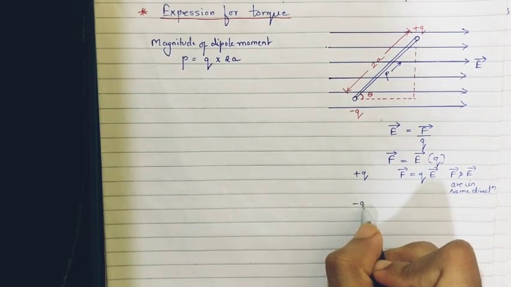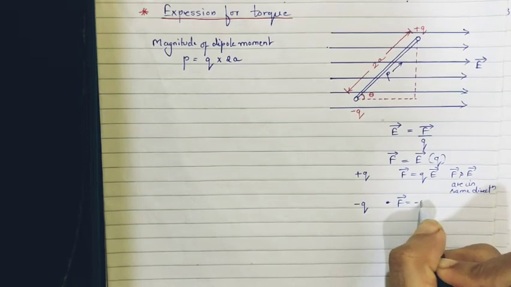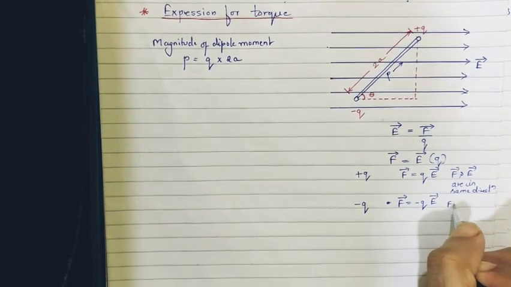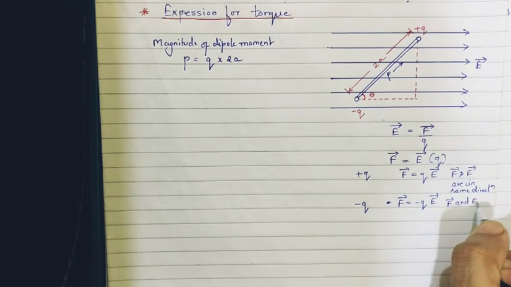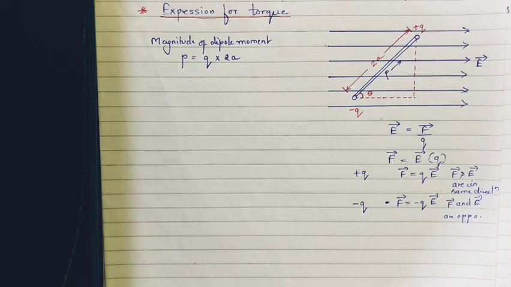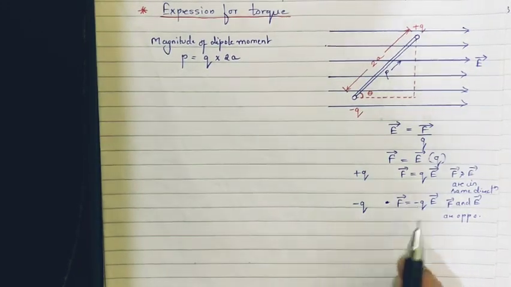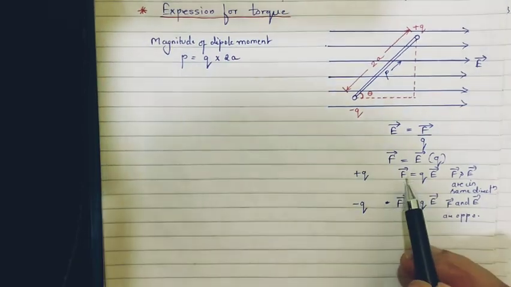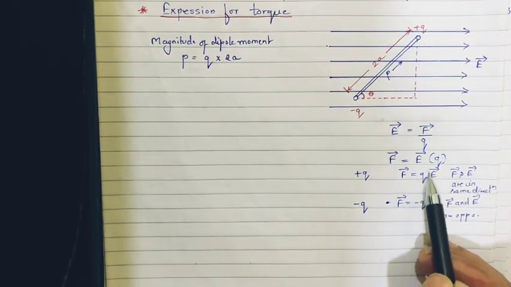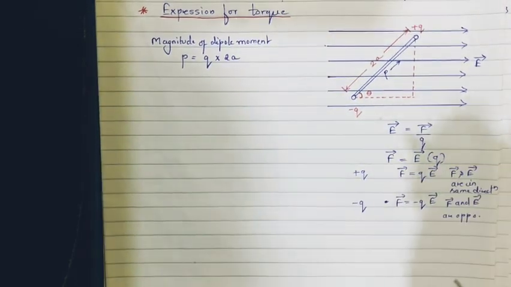And for a minus Q, what does it mean? F is minus Q times E. So what does this minus sign tell you? That F and E are opposite to each other. They are going opposite. If F is this way, E will be this way. That's what it tells. So, simple logic over here. What do these two statements tell you? That when you place an electric charge in an electric field, it will experience a force. This is the main point.